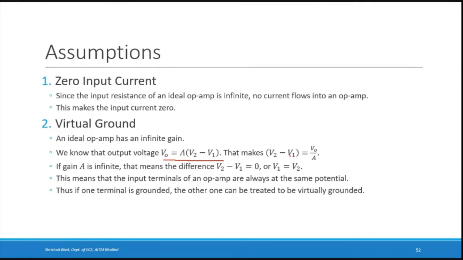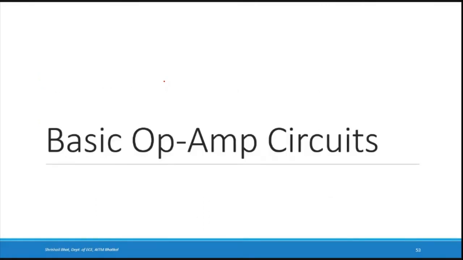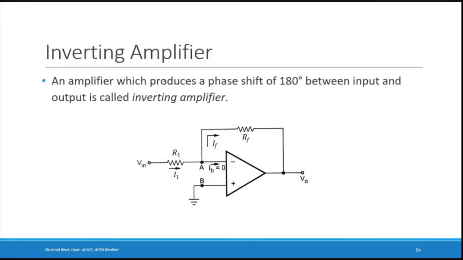So there are two assumptions that we take while understanding the circuits. One is that no current can enter the op-amp, that is, there is 0 input current. The other assumption is that both the input terminals are at the same potential. That means if one terminal is grounded, the other terminal is also virtually grounded. With these two assumptions, we will try to understand some of the basic op-amp circuits. The first circuit that we have is the inverting amplifier.